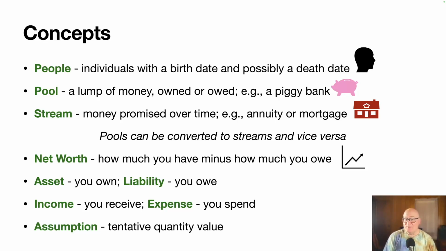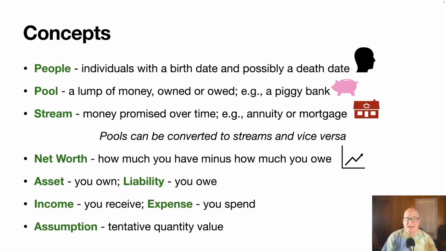All right, now you can convert pools to streams and vice versa. So an easy way to convert a pool to a stream is just start taking money out of it. Like if it's a bank account, just take out $1,000 a month, and now you have a $1,000 a month stream for as long as the account lasts. If you go to an insurance company, they'll sell you an annuity. If you go to a bank, they'll possibly lend you something.